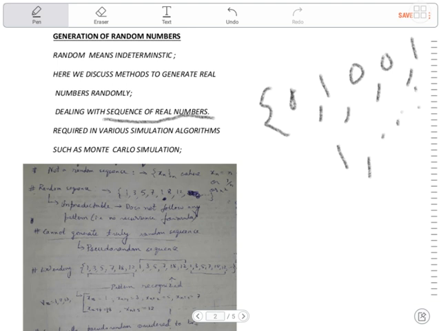So we are actually generating a sequence of real numbers, and we will see how we can generate this sequence randomly. The utility of this is that random number generators will be used in various simulation algorithms, such as the Monte Carlo simulation. This is why I have given a specific example. There may be many examples.